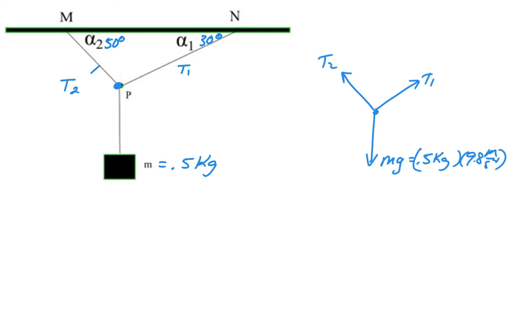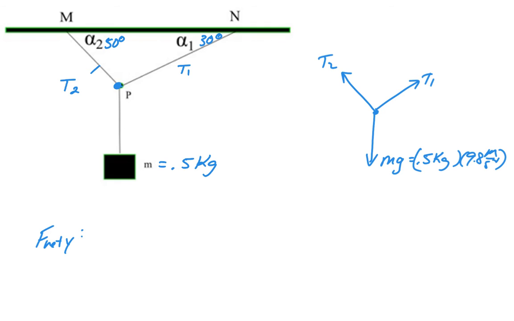What do I do after I draw a free body diagram? I write F net equals ma, but I'm going to be a little more careful with how I'm writing it now, because I've got to write it twice: I've got forces acting in the x direction and forces acting in the y direction. So I'm going to take a look at my y direction forces first.